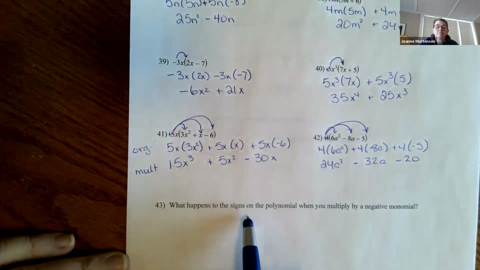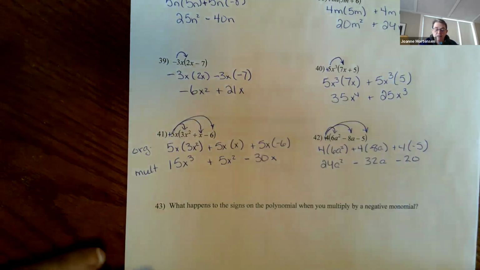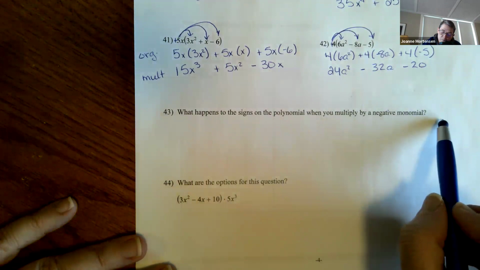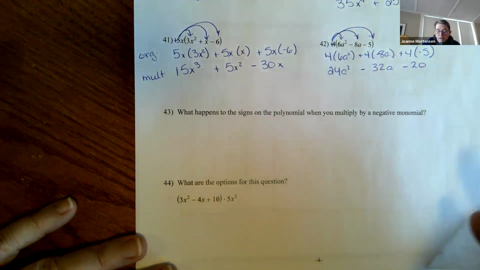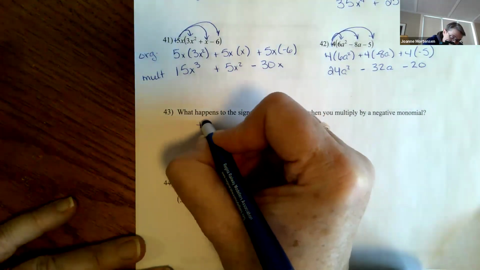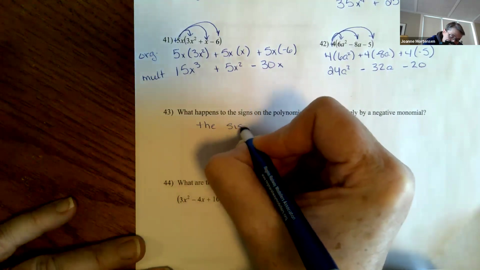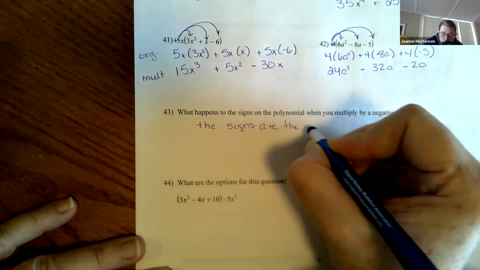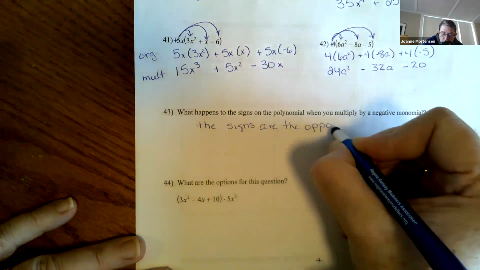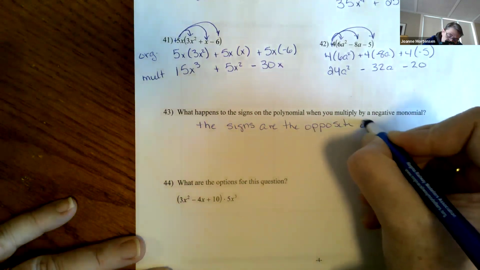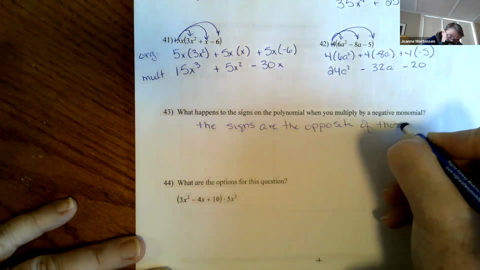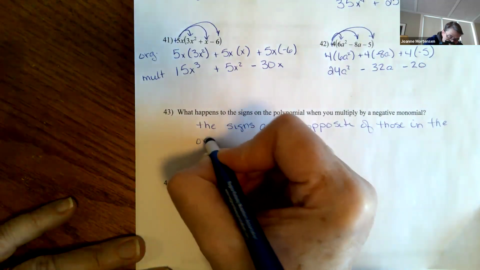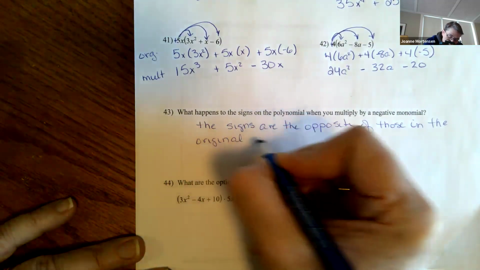This one should have been up at the top where we did the negative ones. Okay, what happens with the signs in a polynomial when you multiply by a negative? The signs change. They are the opposite of those in the original brackets.